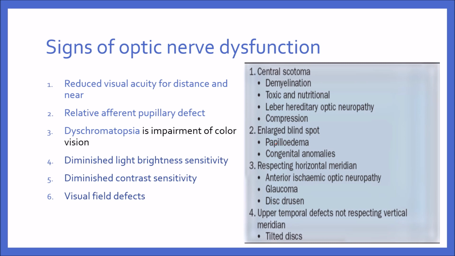Now, focal visual field defects in optic neuropathies include central scotoma, which occurs in demyelination, toxic and nutritional optic neuropathies, Leber hereditary optic neuropathy, and optic nerve compression. Enlarged blind spot occurs in papilledema and congenital anomalies. Then defects respecting the horizontal meridian occur in anterior ischemic optic neuropathy, glaucoma and disc drusen. Upper temporal defects which do not respect the vertical meridian occur in tilted disc.